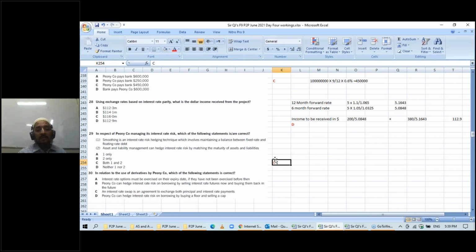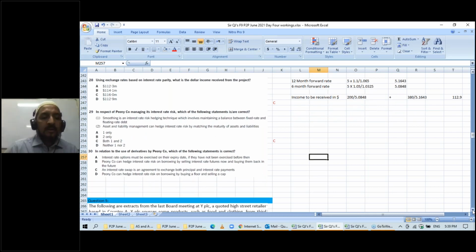So see, what I have noted is that at some places they are asking about knowledge of rules, that you should know what the correct rule is. And at some places they are asking about definitions, right? If you don't know the definition of smoothing, then obviously you can't answer correctly. Okay, the last point, 30. In relation to the use of derivatives by a company, which of the following statements is correct?